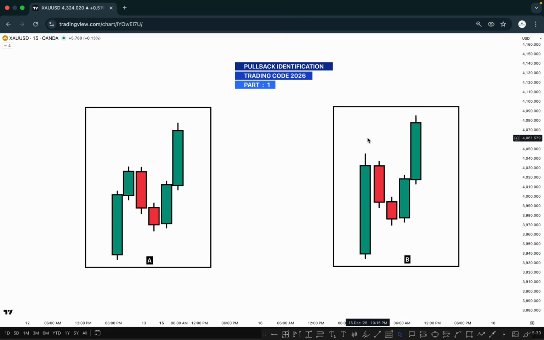In this case, we can see the previous candle high is here and the low is here. It means this is our actual candle, whose low is broken. So we can consider this one as a valid pullback. What happens if the bearish candle high is here like this one?